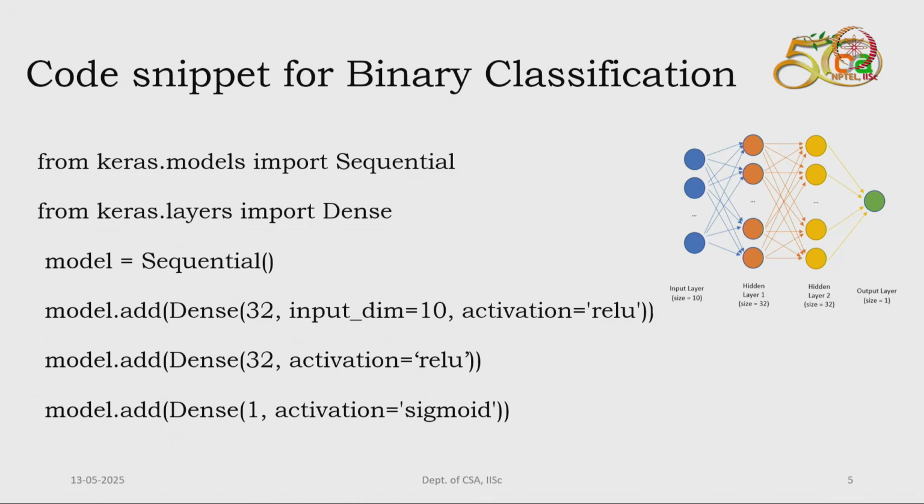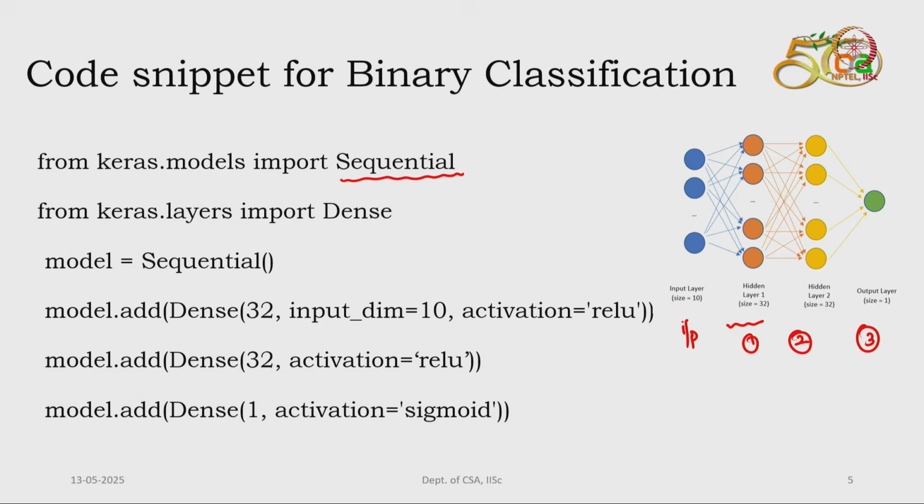So, if you look into this particular diagram, what is it that we are writing first? First we are writing an input, then we have a first hidden layer, a second hidden layer, and an output layer. We are going to place these layers one after the other. Therefore, we are going to build a sequential model.